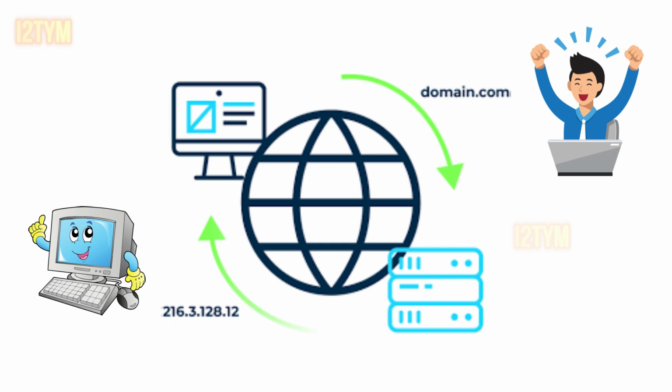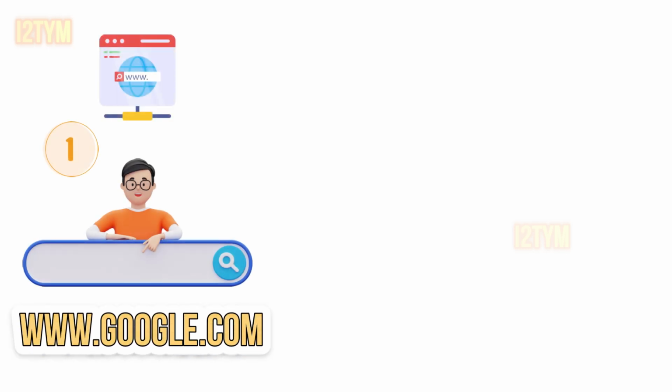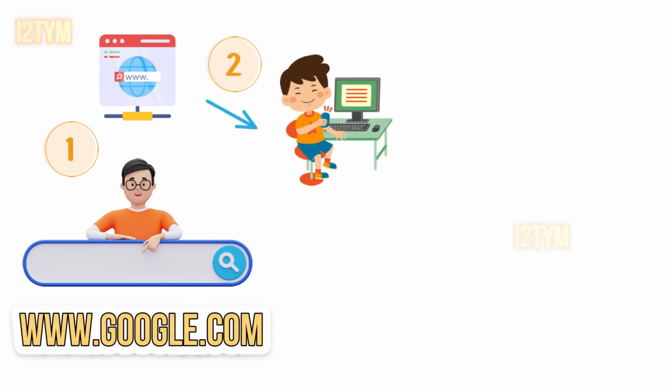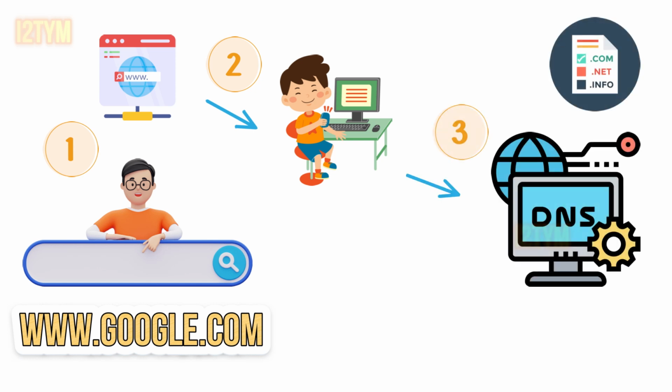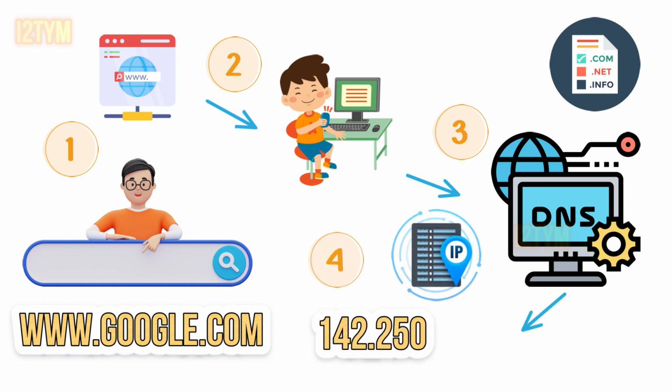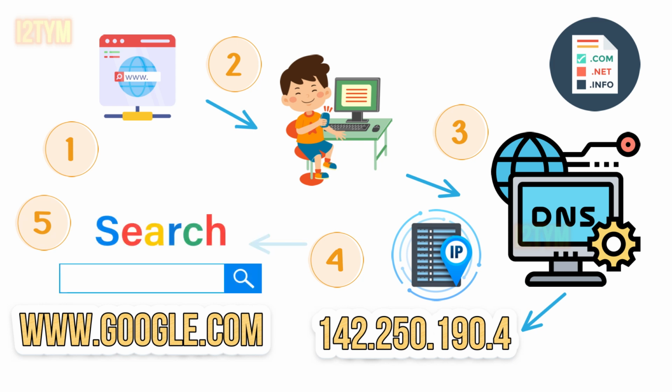Here's a quick look at how it works. Step 1. You type www.google.com into your browser. Step 2. Your computer asks DNS, hey, what's the IP address for this site? Step 3. DNS checks its records or asks other DNS servers if it doesn't know. Step 4. It finds the IP address, something like 142.250.190.4 and sends it back. Step 5. Now your computer knows where to go and loads the website. All of that happens in milliseconds.